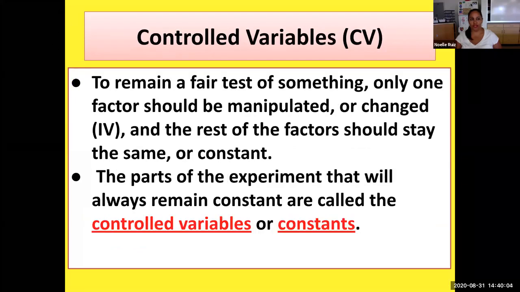All right, last but not least, the controlled variable. To remain a fair test of something, only one factor should be manipulated or changed, which is the IV, the independent variable. All of the rest of the factors in the experiment should stay the same or constant. The parts of the experiment that will always remain constant are called the controlled variables or the constants. You'll see it both ways. Constant can be an adjective when it's describing something, or it can be a noun when we just say these things are constants.